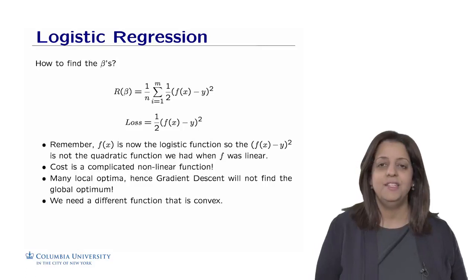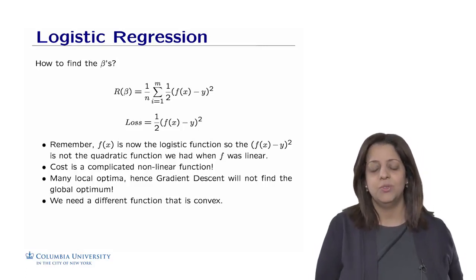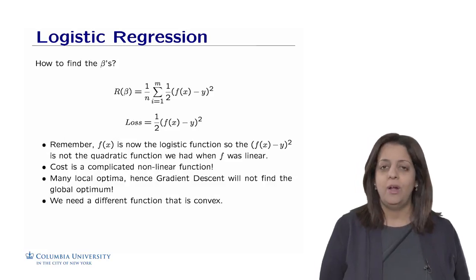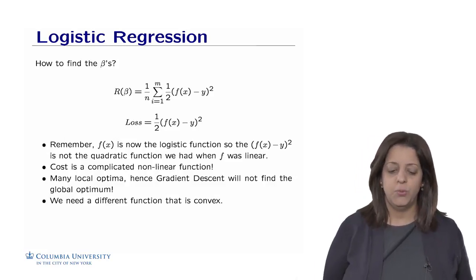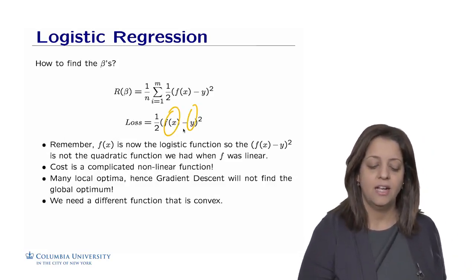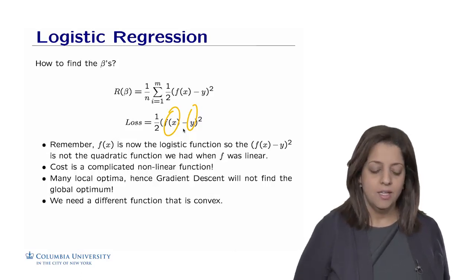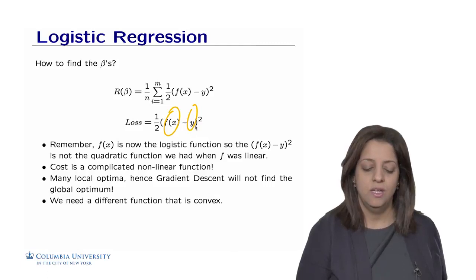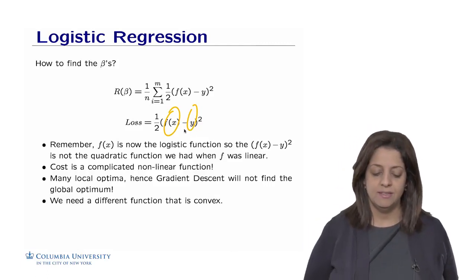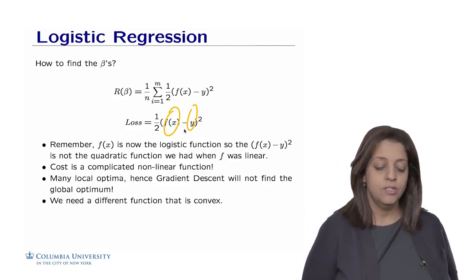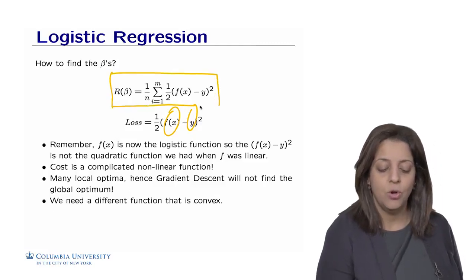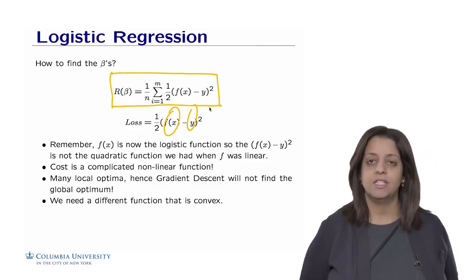So now how can we find the betas? We're going to do something similar to what we did for linear regression. Recall we calculate some loss function that is the difference between the predicted and the actual label. So we're going to define the loss as half of the squared difference between the predicted and the true label. We're going to put that into the risk function, which is the sum over all the data points of the loss function.